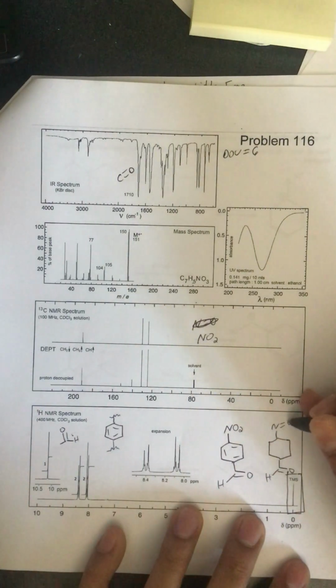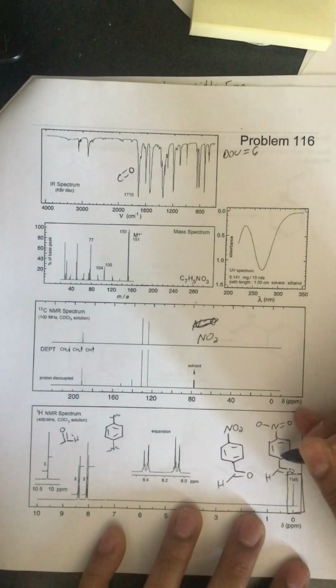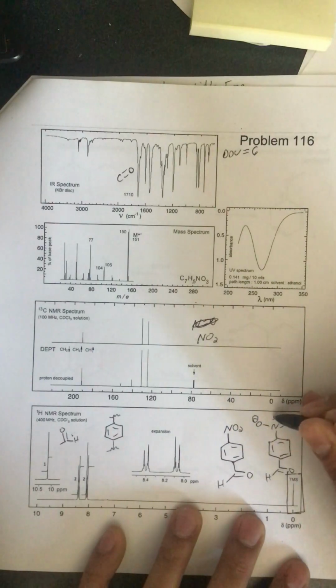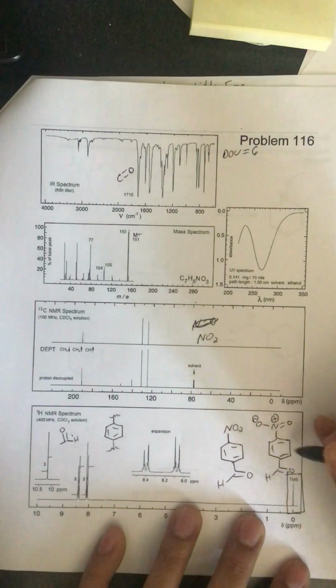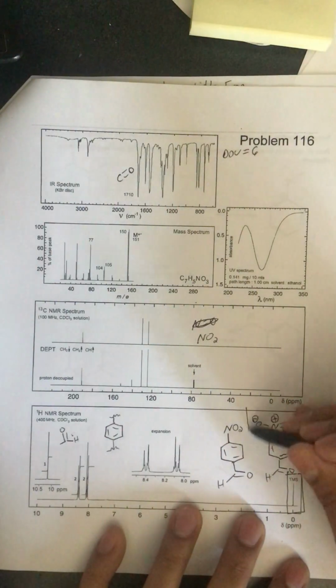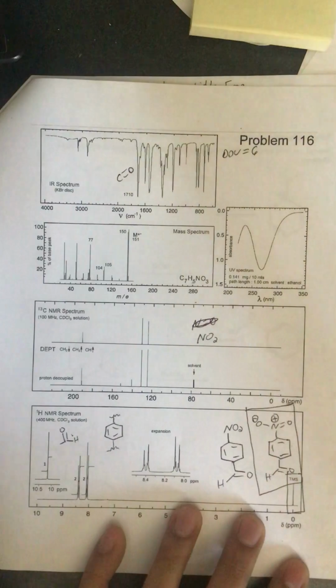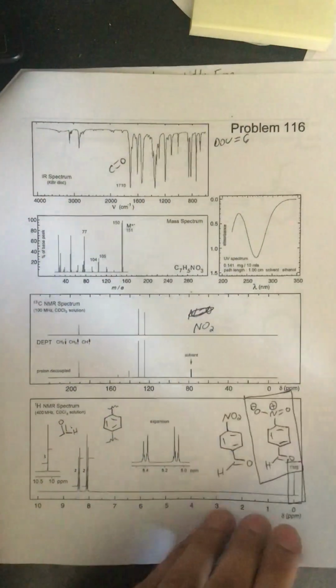You can get NO. Negative charge, positive charge. 1, 2, 3, 4, 5 for the ring, 6 degrees of unsaturation. This is the correct structure for this spec problem. Okay. That one was a little bit harder.